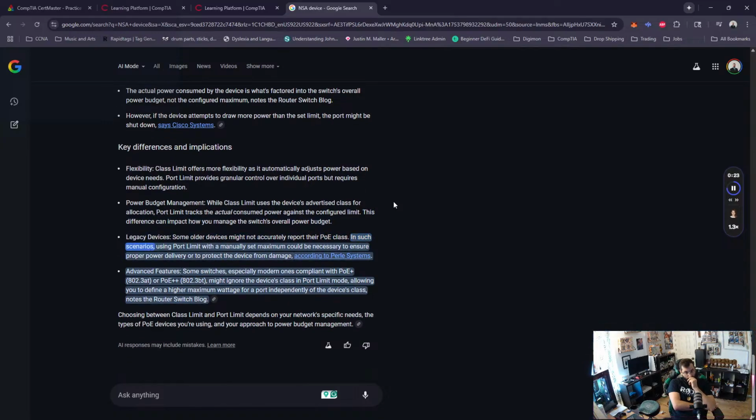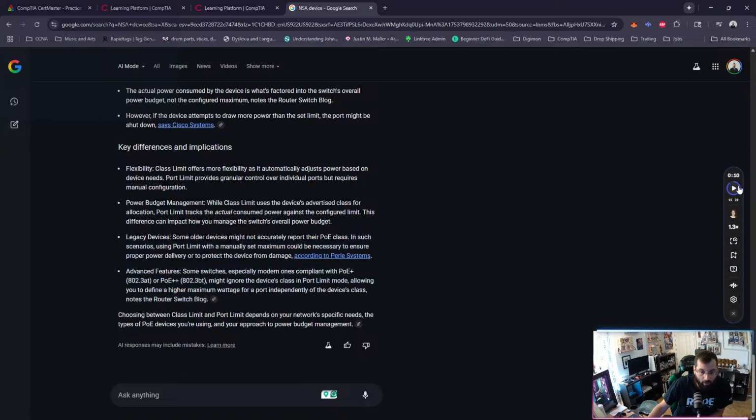In such scenarios, using port limit with a manually set maximum could be necessary to ensure proper power delivery or to protect the device from damage. According to the stock advanced features, some switches, especially modern ones, comply with PoE plus 802.3at, and might ignore the device's class and port limit mode, allowing you to define a higher maximum wattage.